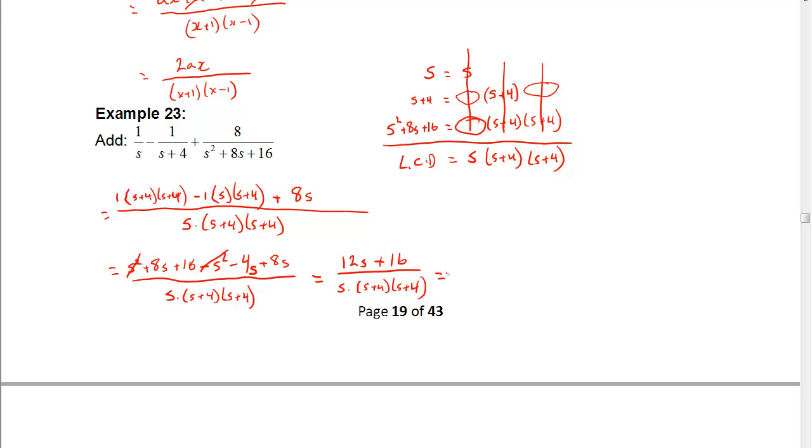And we can factor the numerator. 4 outside of 3s plus 4, common factor. S plus 4, and s plus 4 in the denominator. But there's nothing we can cancel there, so that doesn't make a big difference if you do that or not. But it's nice to do that extra bit of factoring.